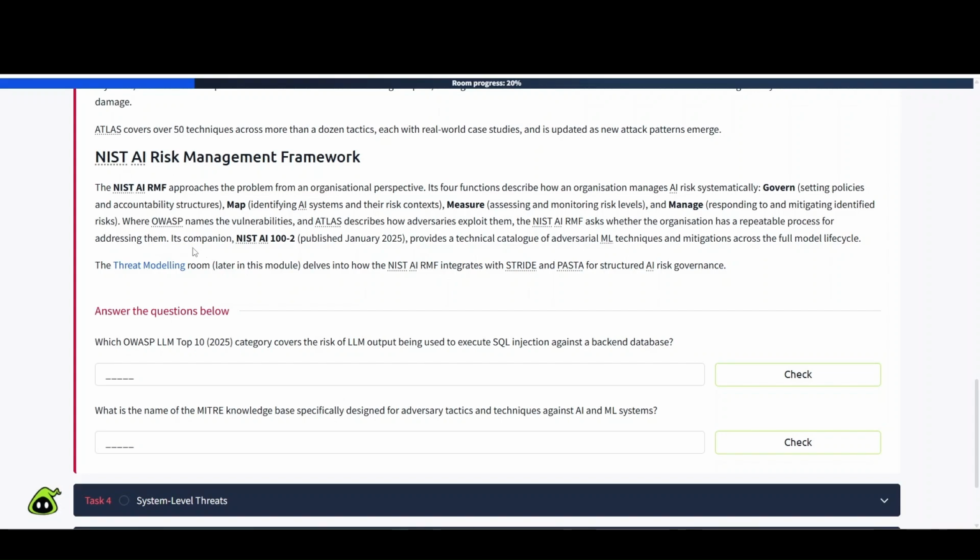And its companion, NIST AI 100-2, published January 2025, provides a technical catalog of adversarial ML techniques and mitigations across the full model lifecycle. The threat modeling room, later in this module, delves into how the NIST AI RMF integrates with STRIDE and PASTA for structured AI risk governance.